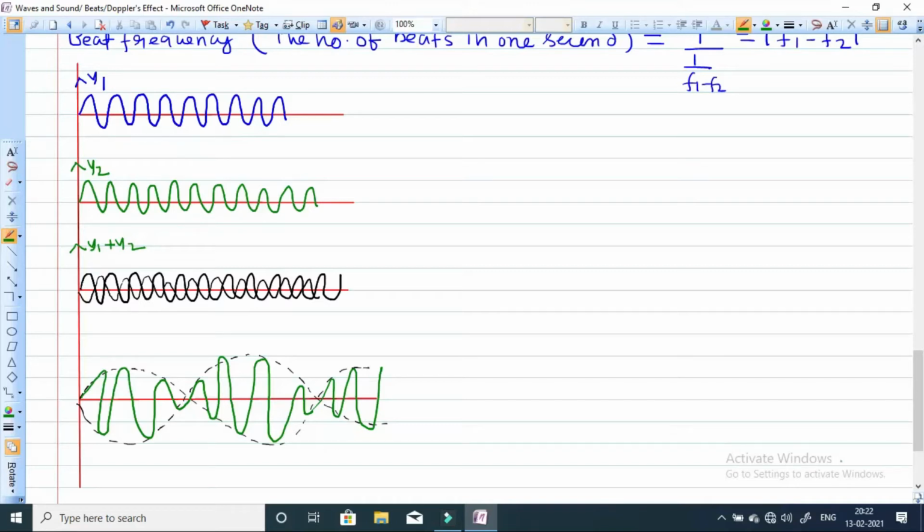Now we are going to solve one numerical here, a very small numerical we will calculate. So let me take one problem here.